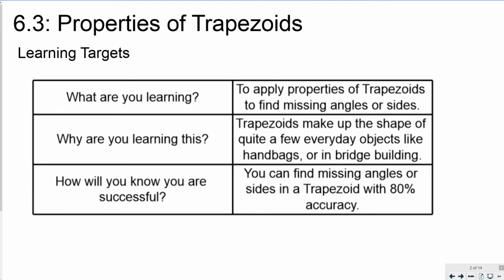So, we're going over how to apply the properties of trapezoids to find missing angles or sides. Trapezoids make up the shape of quite a few everyday objects like handbags or in bridge building. That's why we're learning this, and you'll know you're successful when you can find missing angles or sides in a trapezoid with at least 80% accuracy.